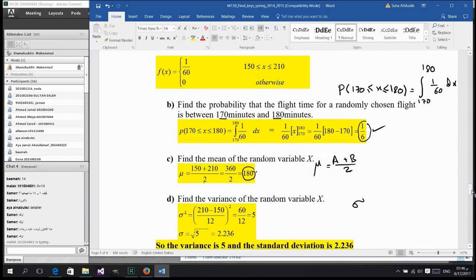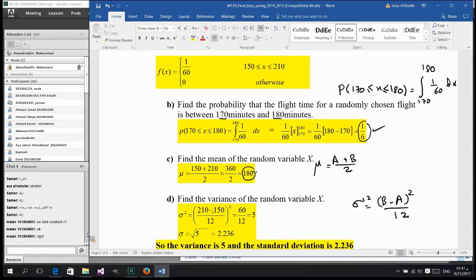The variance, I told you that the variance is (b minus a) squared over 12. b minus a, 210 minus 150. We add the constant x because we integrate there. The constant in 1 over 60 is 1 over 60x. This is how we integrate the constant.